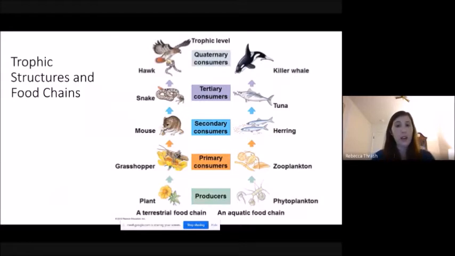And at the very top, and oftentimes in some food chains they're not even present, but you can have a quaternary level of consumer. So these would also be known as top consumers or top carnivores. So here on the terrestrial side, I've got a hawk, and then on the aquatic side, we've got a really, really large animal, the killer whale.